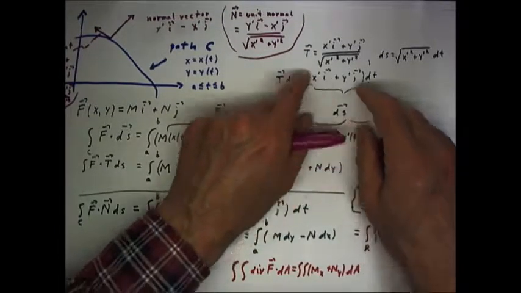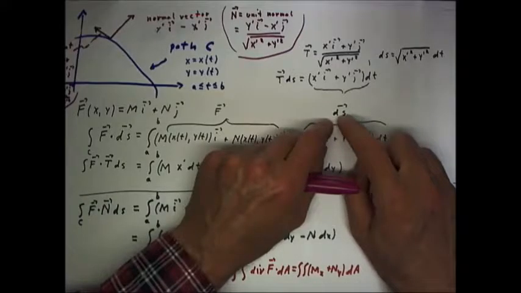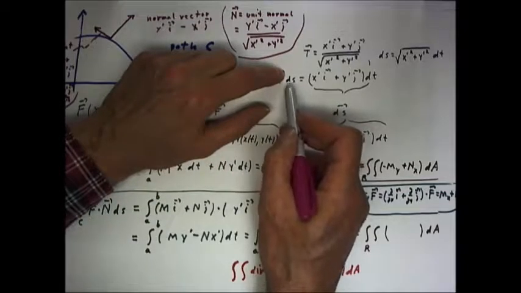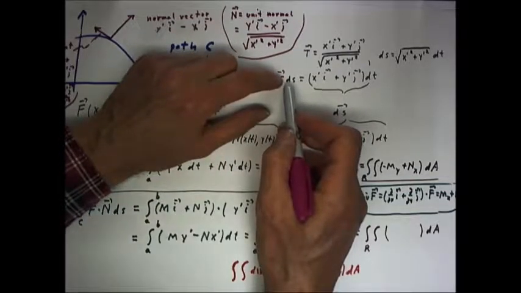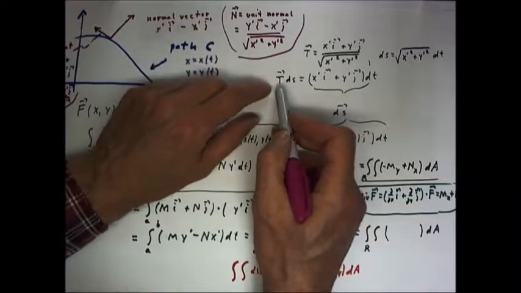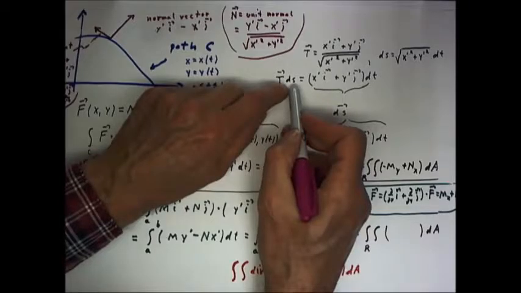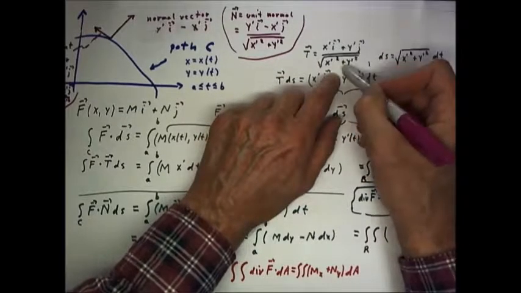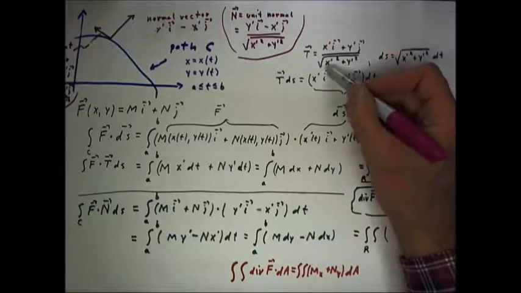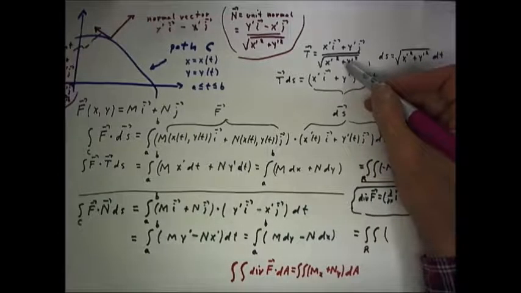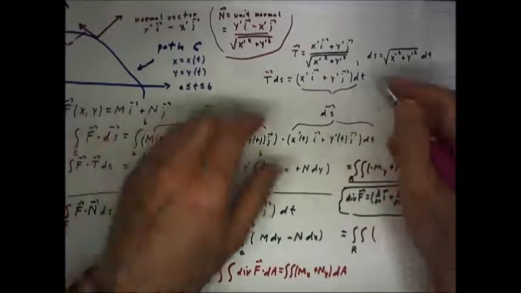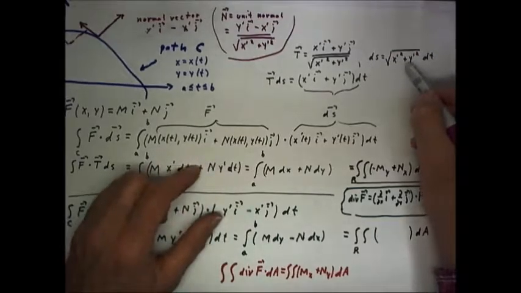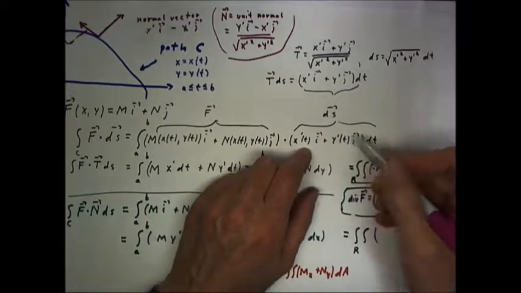A couple of notations here. This incremental displacement, this ds vector, can also be written as unit tangent vector times the ds increment, which is just our distance increment. If we multiply the unit tangent vector by the distance increment, we get the displacement increment. Unit tangent vector, as we've said already, x prime i plus y prime j over the square root of x prime squared plus y prime squared, and ds just being the square root of x prime squared plus y prime squared dt, the magnitude of our derivative vector.